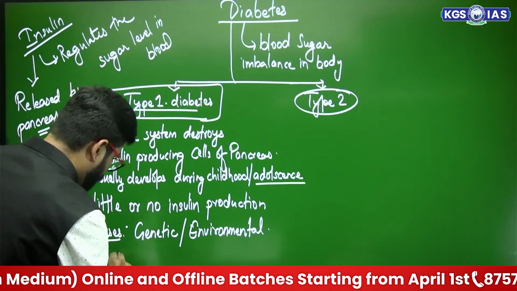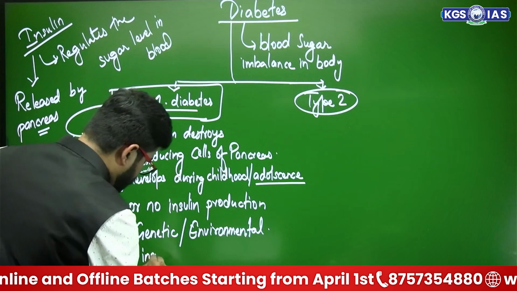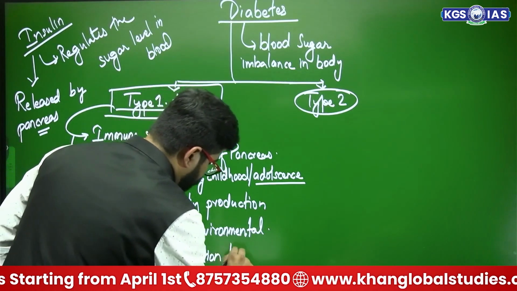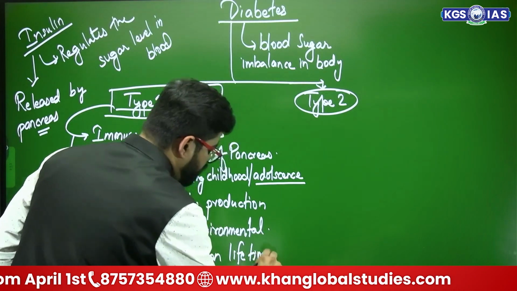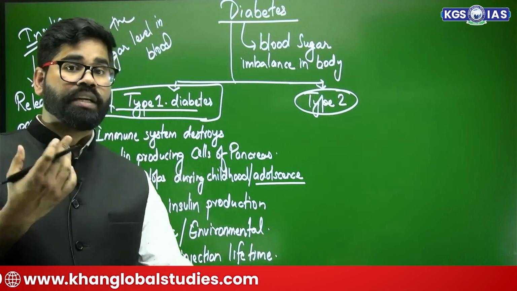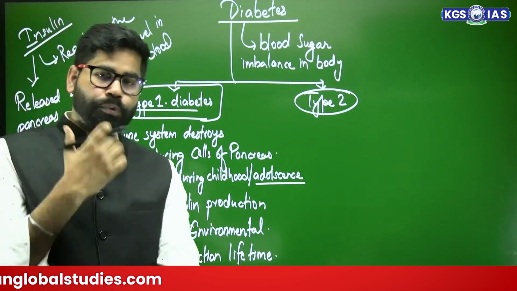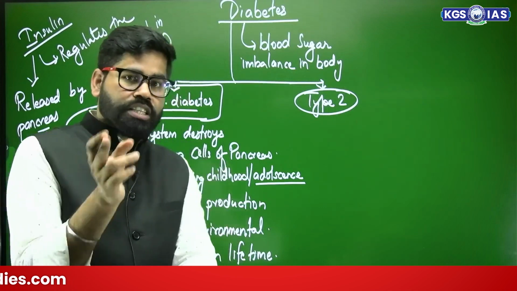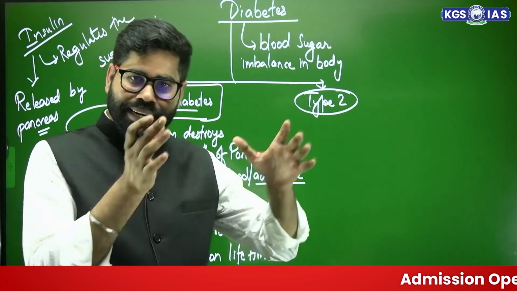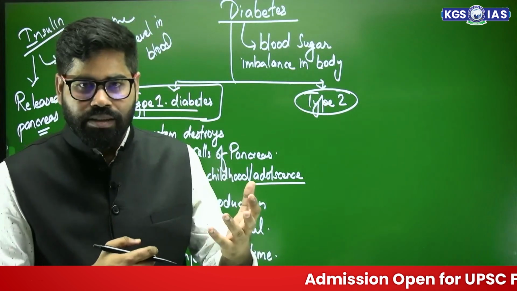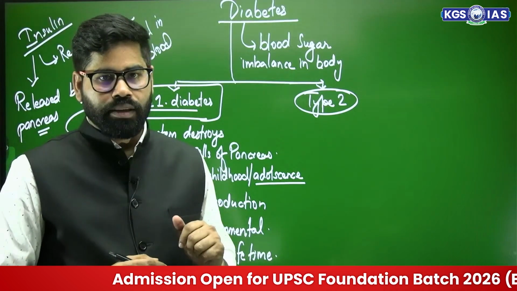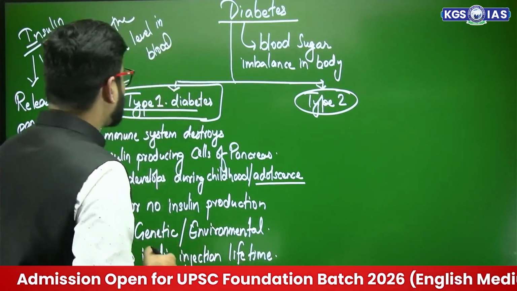They require insulin injection for a lifetime. So that is type 1 diabetes. Now the positive aspect of this is that it is not so common. If there are 100 patients of diabetes, only 5 of them may have type 1 diabetes. So lesser prevalence is one of the positive parts.